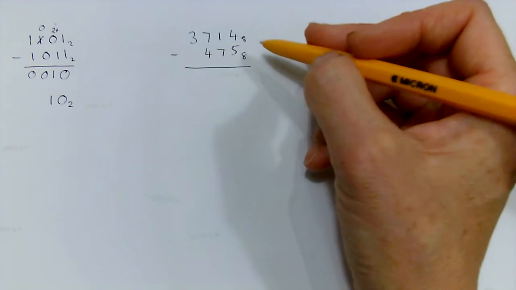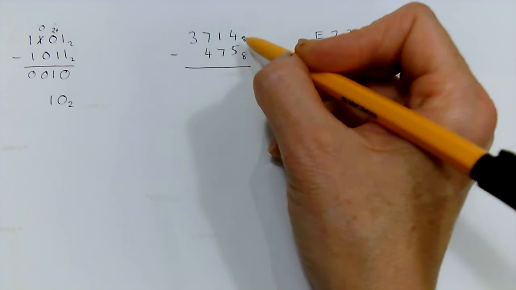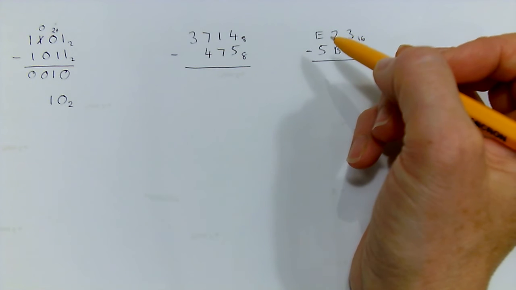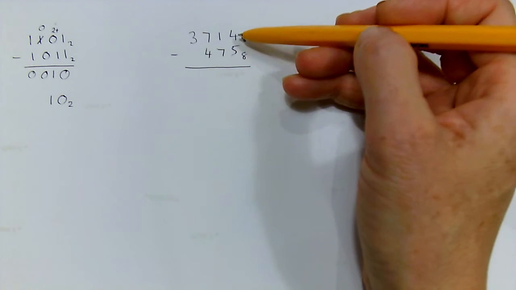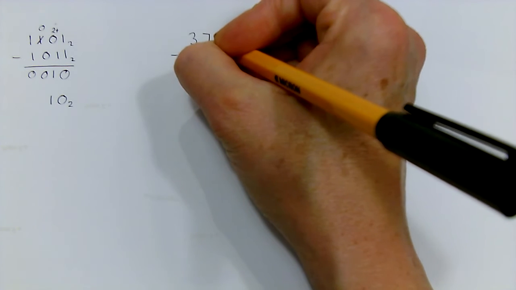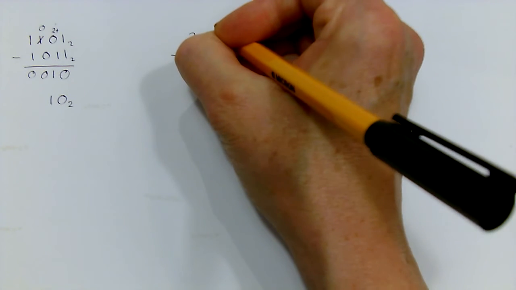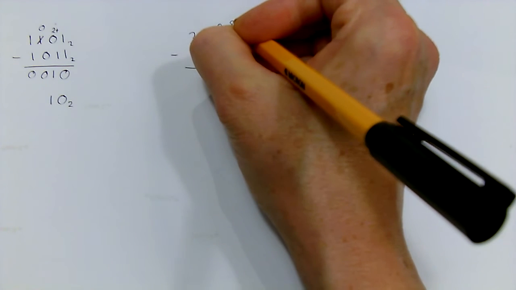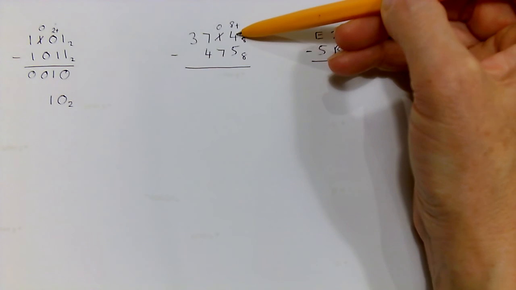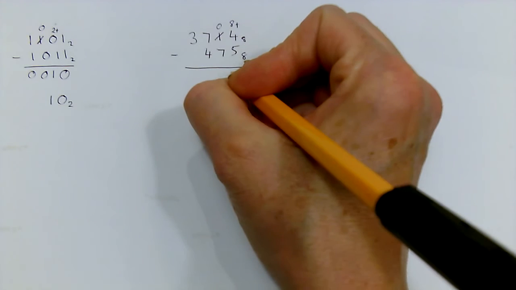Let's try in base 8 this time. Okay, so each column, if we're exchanging, the next column up is an 8. So already 4 take away 5, we can't do that, we need to exchange this. So we're going to leave that as 0, and we're going to lend an 8 over here. So we've got 8 plus 4 take away 5, so that's going to be 7.